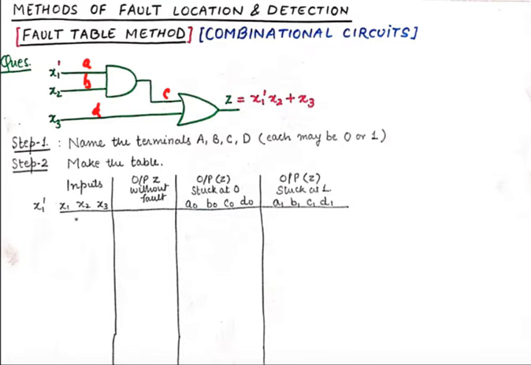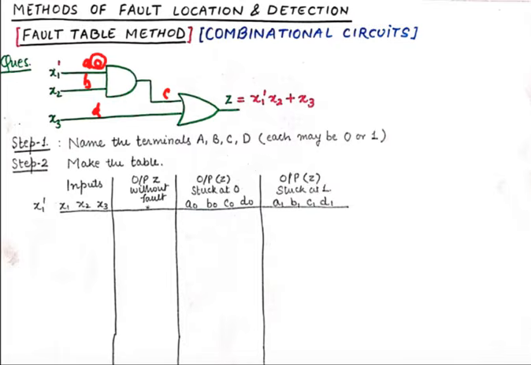So we make the table and compute the output first without any fault, and then we'll compute the output when A is stuck at 0. That means that this terminal is always 0. No matter how we change the input here, it is always stuck at 0. And similarly we'll check the output when B is stuck at 0, C is stuck at 0, D is stuck at 0. And in the final step we'll make all these terminals stuck at 1. So we need to compute the output for a lot of cases.